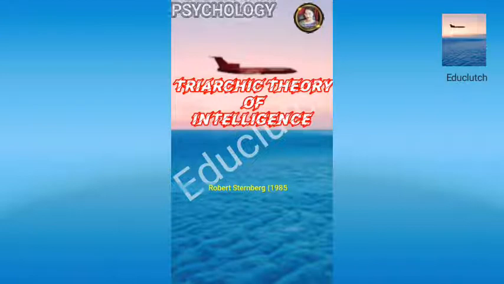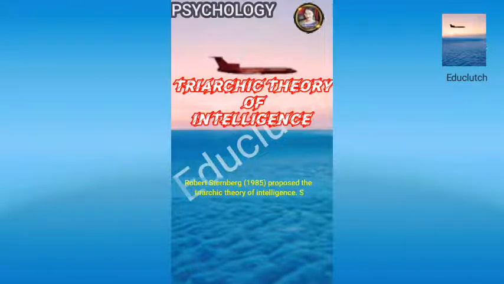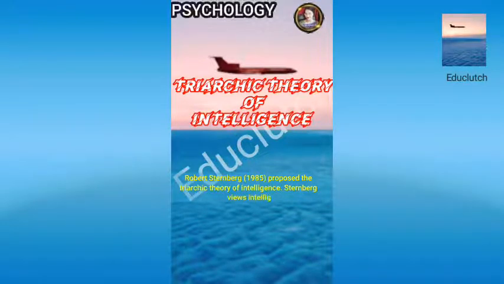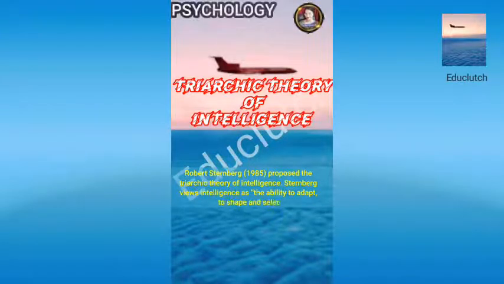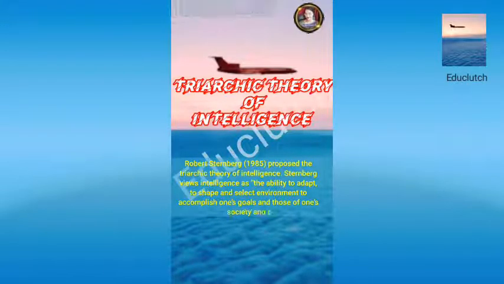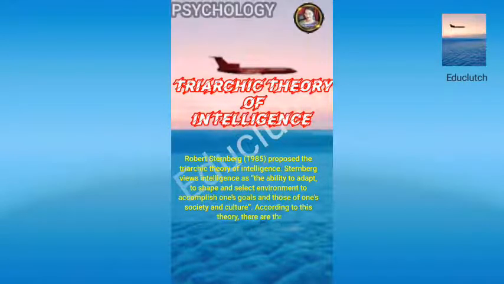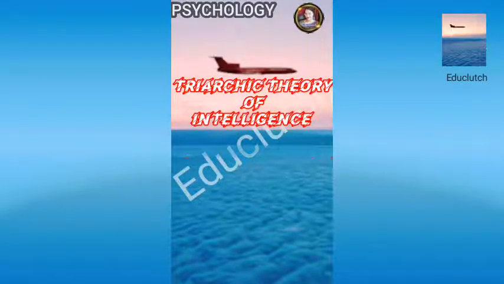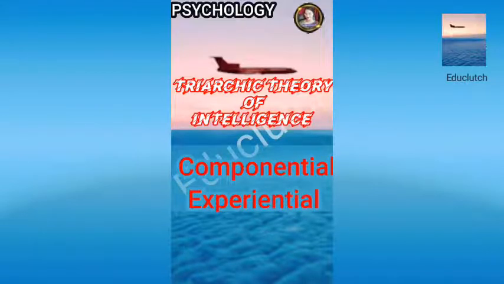Robert Sternberg in 1985 proposed the triarchic theory of intelligence. Sternberg views intelligence as the ability to adapt to, shape, and select environment to accomplish one's goals and those of one's society and culture. According to this theory, there are three basic types of intelligence: componential, experiential, and contextual.